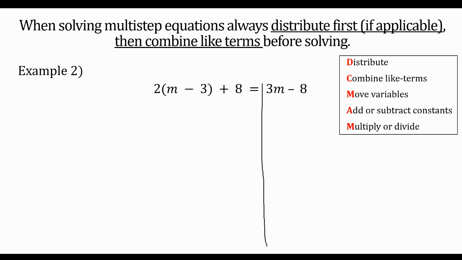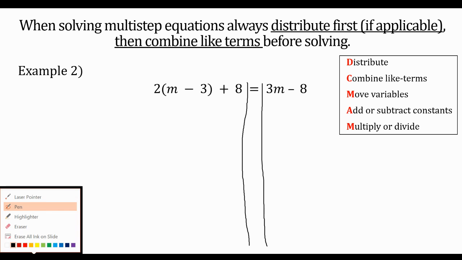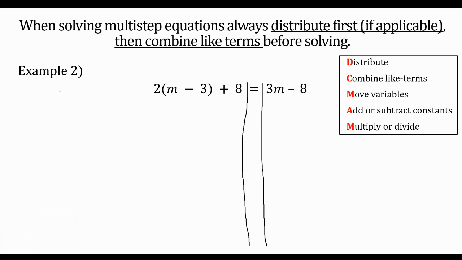So first, let's draw those train tracks. And our first step here would be to distribute, which is applicable in this case. So I'm going to take that 2, and we're going to distribute that to what's inside the parentheses. So that's that first step. 2 times m is 2m. 2 times -3 is -6. Don't distribute to anything outside the parentheses, and bring down whatever you didn't use.